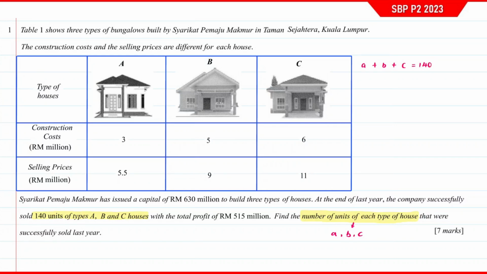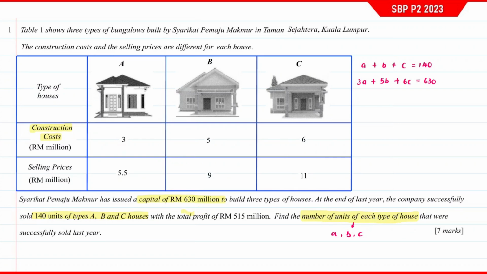For the second equation, using the information that the company has issued a capital of 630 million to build 3 types of house, this refers to the construction costs. Then the equation will be 3A plus 5B plus 6C equal to 630.